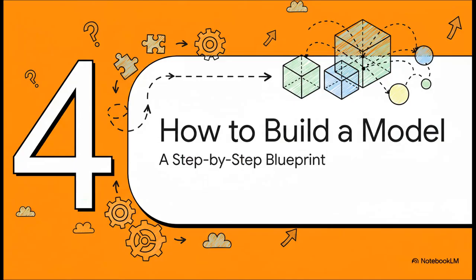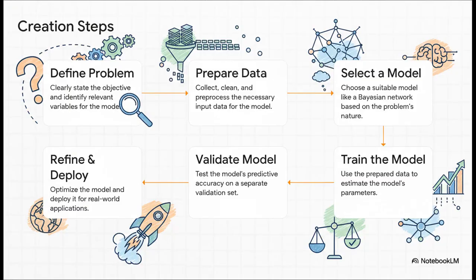Okay, so this all sounds great in theory, right? But how do you actually build one of these things? Let's walk through the step-by-step blueprint for creating a probabilistic model. The whole process is actually pretty logical. It follows 6 key steps. First, you define your problem. What are you trying to solve? Then you get your data ready. Step 3, you pick the right kind of model. After that, you train the model using all that data. Step 5, you have to validate it. Make sure it's actually accurate. And finally, you tweak it, refine it, and deploy it for use in the real world.